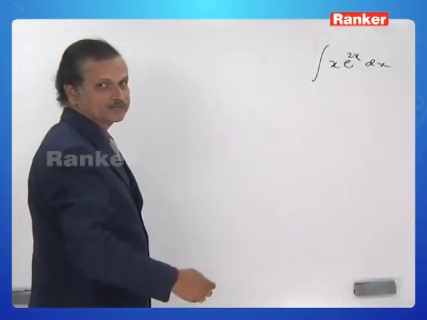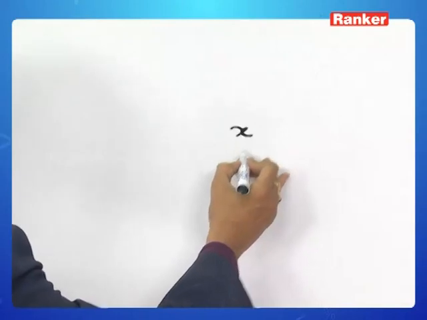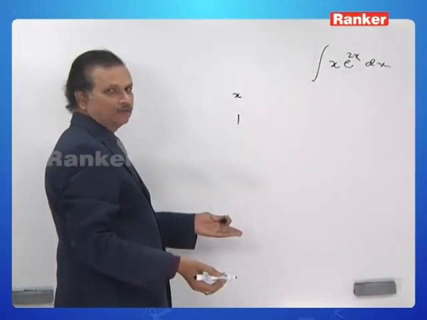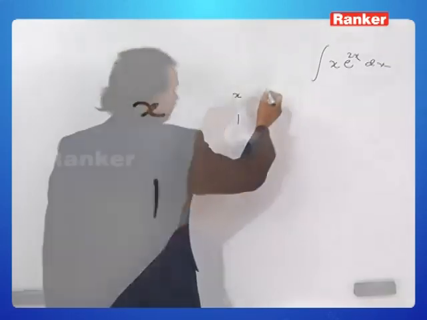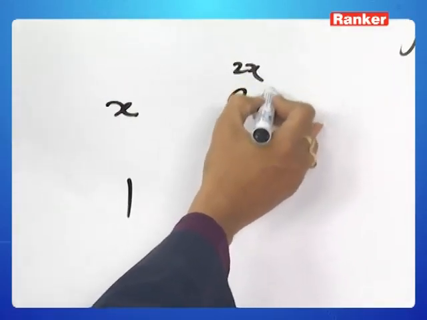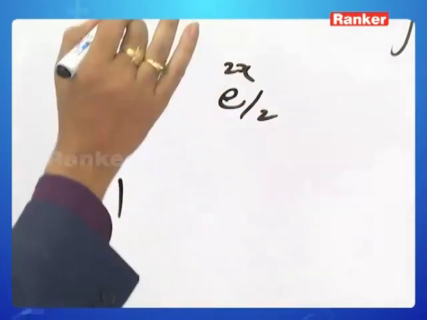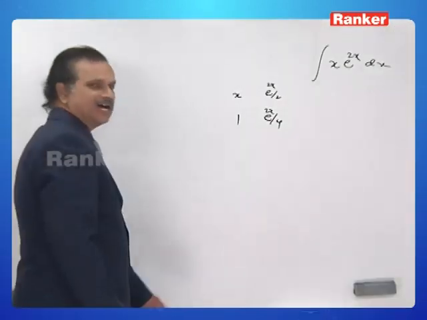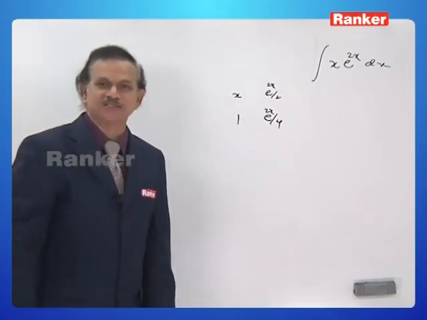X e power 2x. X, its derivative is 1. Stop there because derivative of 1 is 0. You can stop there. Integral of e power 2x is e power 2x by 2. And the integral of this one is e power 2x by 4. So, the answer is visible before us.